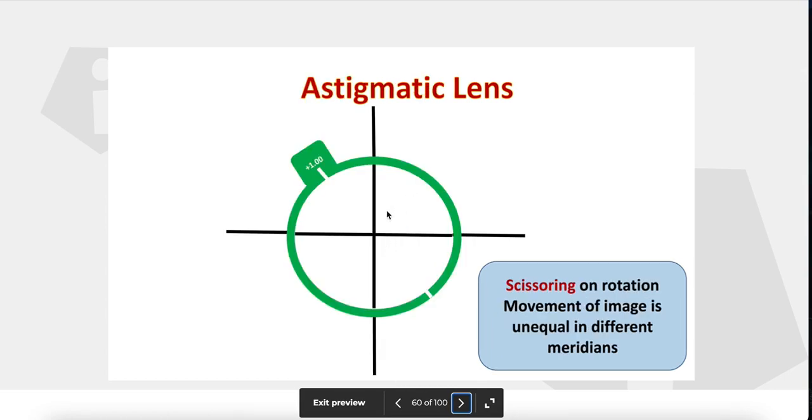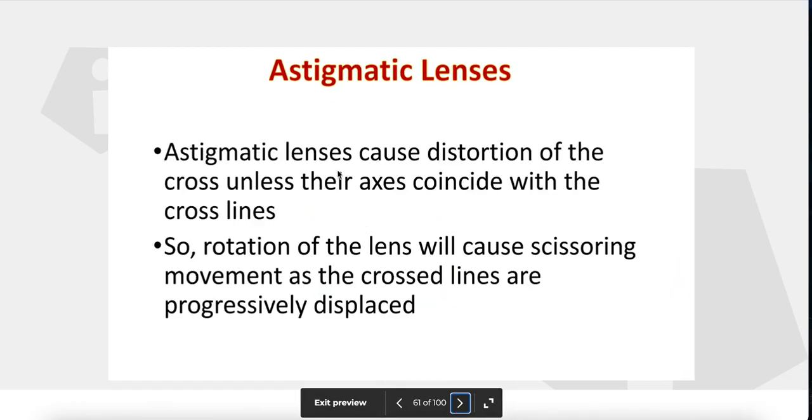While in the astigmatism, when we place the lens on the cross, there will be scissoring movement on rotation due to unequal refraction of different meridians. The astigmatic lenses cause distortion of the cross, unless their axes coincide with the cross lines.